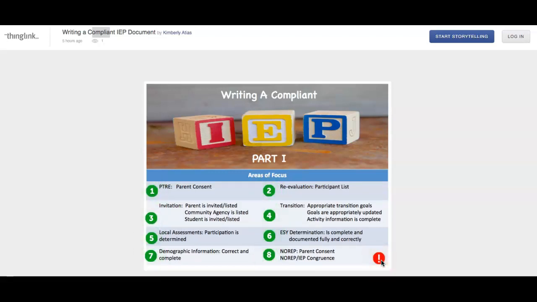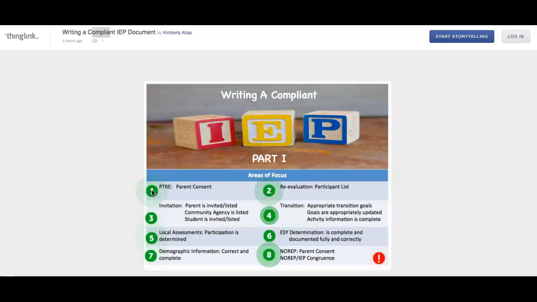So as you can see, there are 8 little green circles, all numbered 1 through 8. Those are the 8 areas that we were required to address. So those areas include PTRE, reevaluation and evaluation reports, invitations to participate, transition planning, local assessments, ESY determination, demographic information, and NOREP and IEP congruence. So we're going to go through each of these areas in a little more depth so that we are creating documents that are going to be compliant moving forward.